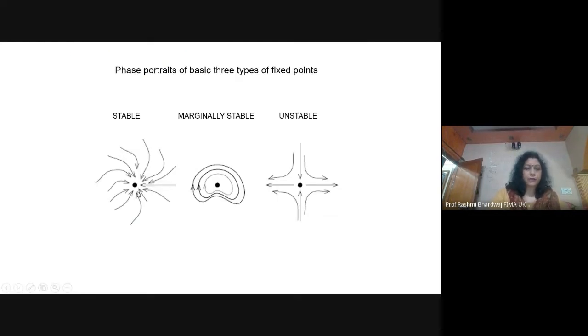Suppose you have this point. This is a stable point because all the trajectories are coming closer to this point, attracted towards it. Marginally stable, like this point: all the trajectories are revolving around this point but not merging into it. And unstable is that this is a point and all the trajectories are moving away from it. So these are the basic properties of fixed points: whether a point of a system is stable, marginally stable, or unstable.